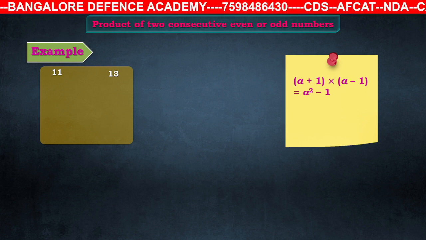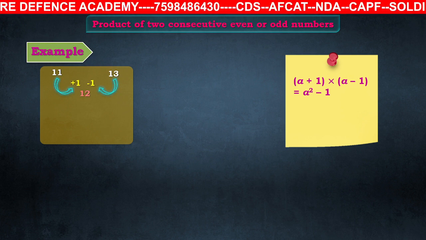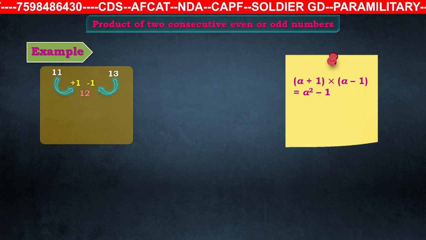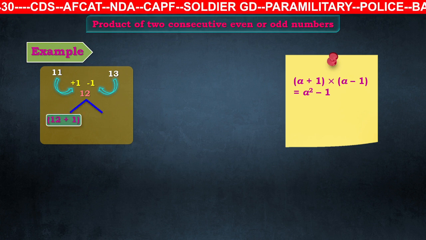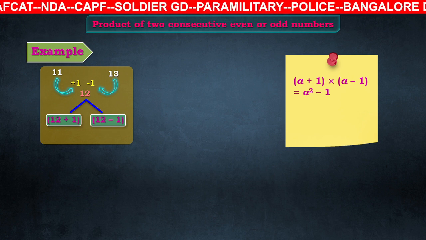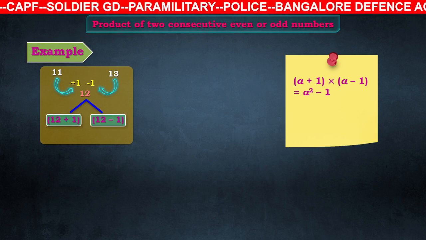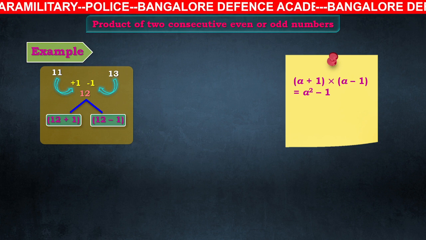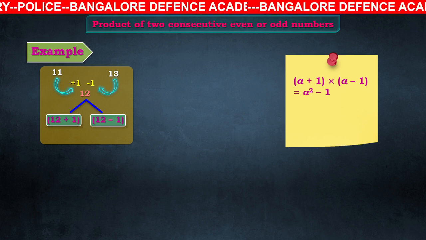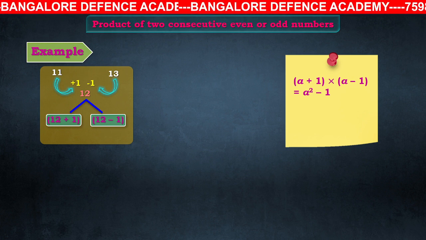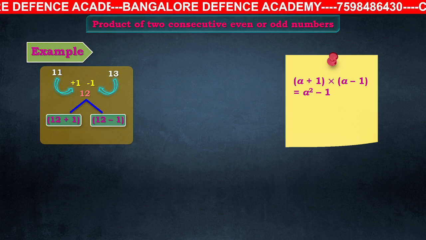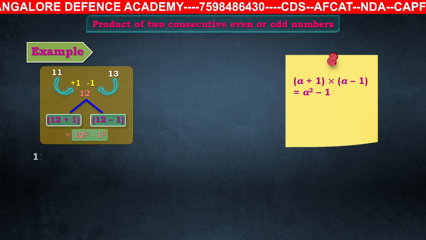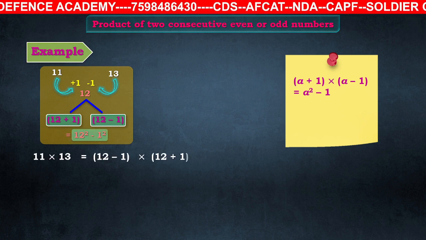So this 11 and 13, you have a mid number, that is 12. 12 is in the middle, 11, 12 and 13. So the 12 is the hidden number. I take 12 and I write 12 plus 1, and then I write 12 minus 1. So 12 plus 1 is nothing but 13, and 12 minus 1 is nothing but 11. So on the right hand side you can see the formula that I have written, (a plus 1) into (a minus 1). The formula becomes a square minus 1. So here I will directly write 12 square minus 1 square. You know that 12 square is 144. So 144 minus 1 gives me 143.